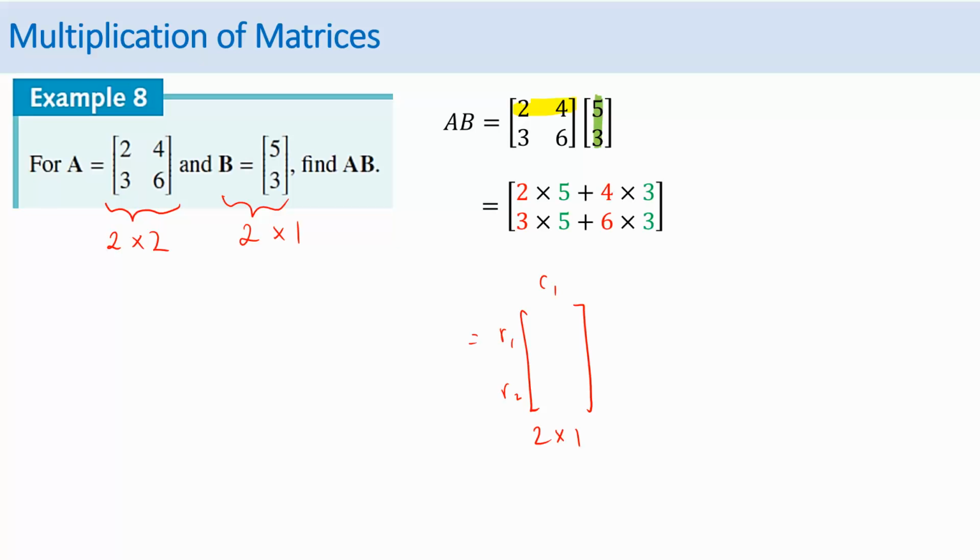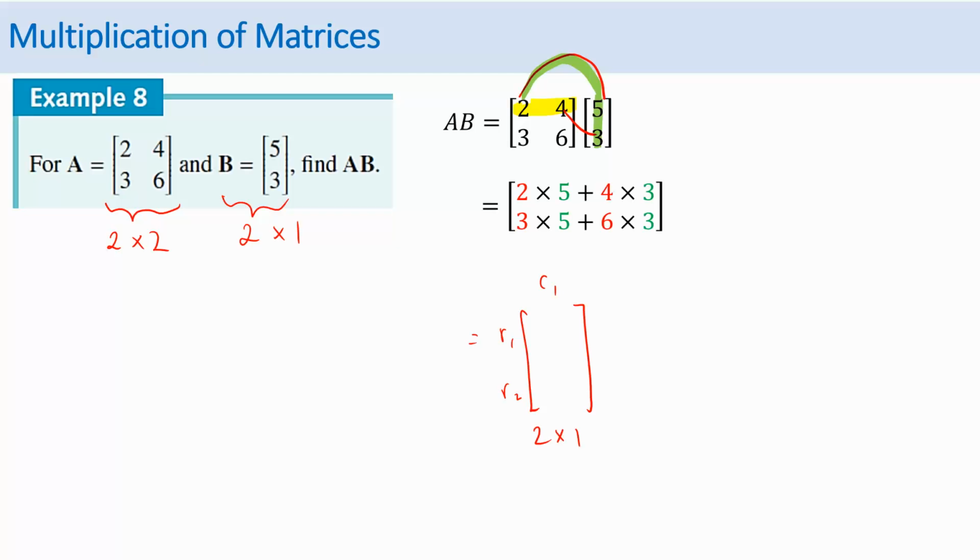Okay, so I'm going to draw arrows so you can see. I'll do it in pen. I paired 2 with the 5, 4 with the 3. That's row 1, column 1. Whatever that answer is, that will go to row 1, column 1.